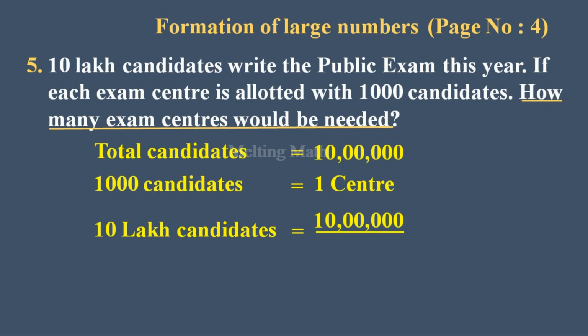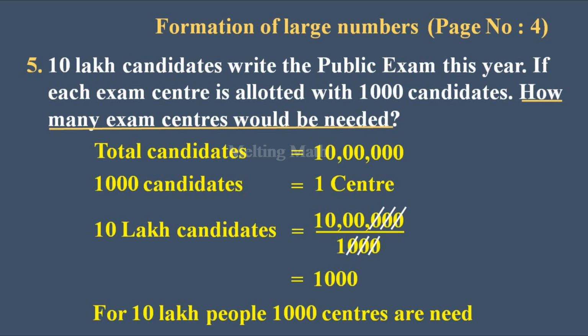Divided by this, just write the candidate writing exam in the single center, that is 1000. Okay, so just write 1000 below. Next cancel 0. Here this 0 is cancelled for this 0. Next this 0 cancel for this 0. Next this 0 is cancelled for this 0. Okay, just write the remaining number, that is 1000. Okay, so for 10 lakh people 1000 centers are needed. This is the answer for this question. Okay, are we all clear about it?